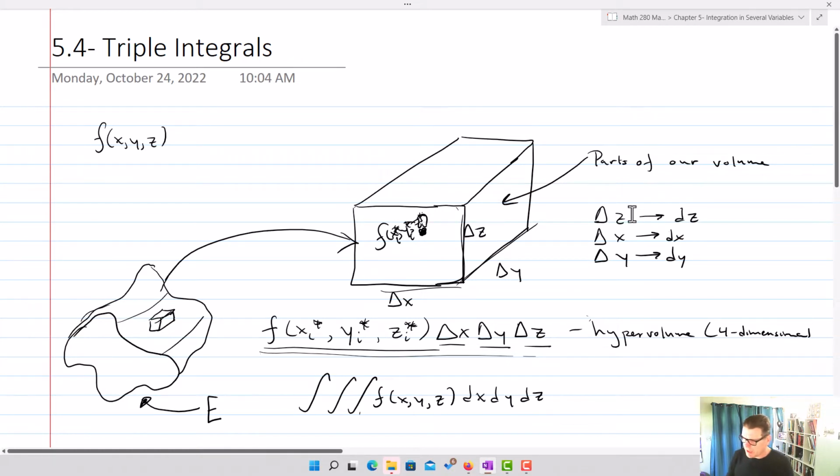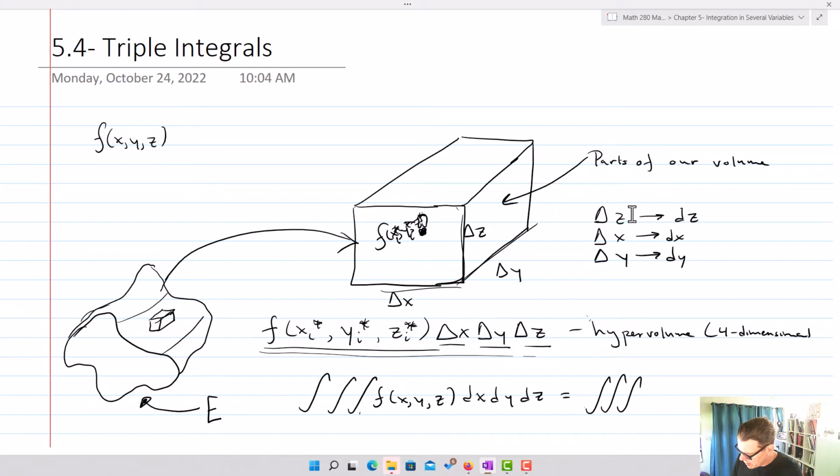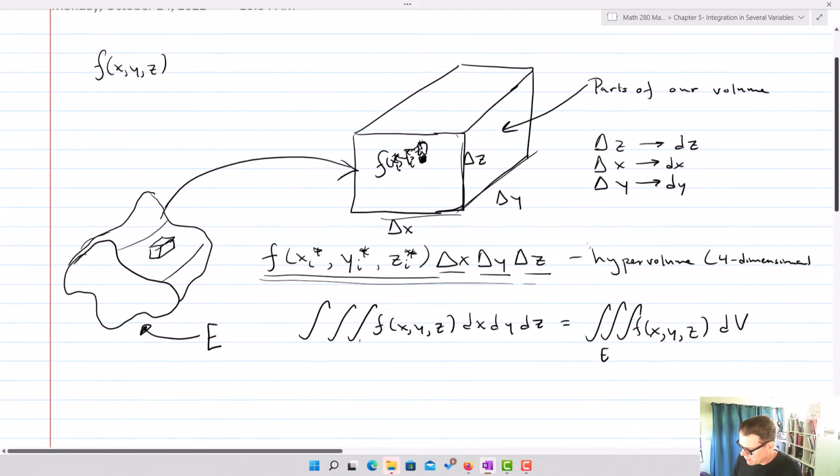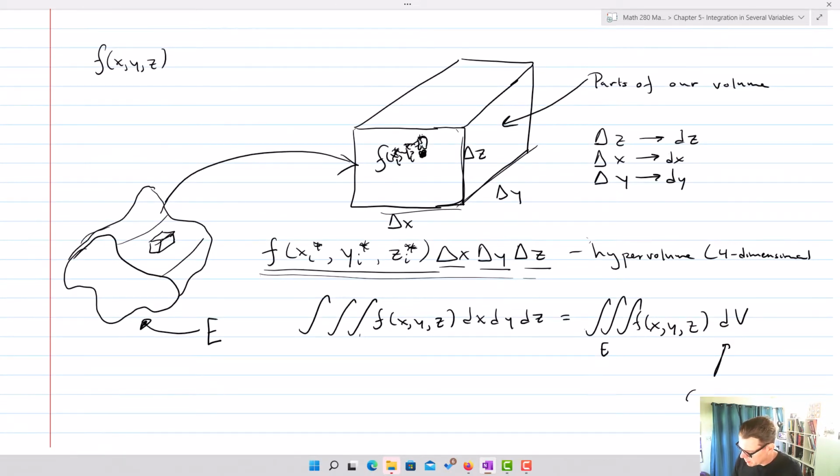Now, what you'll see is that this is also going to be written as the triple integral over the region E of f of x, y, z, whatever that function is, and then dV, where dV is the general volume. We'll utilize that dV because sometimes when we're working in cylindrical or spherical coordinates, dV is going to be found slightly differently. It's not just going to be dx, dy, dz.